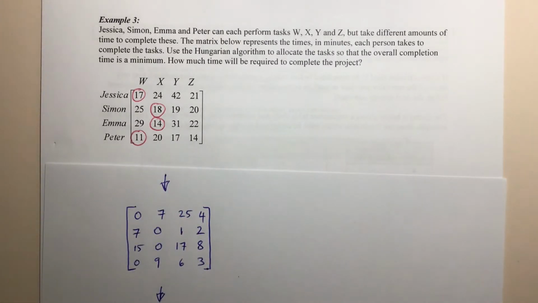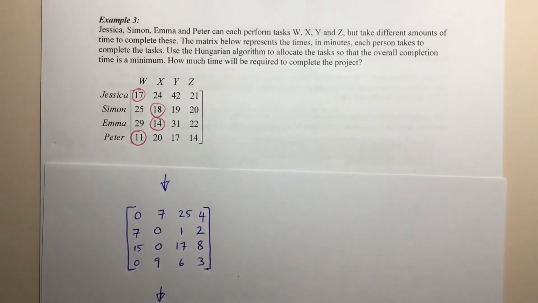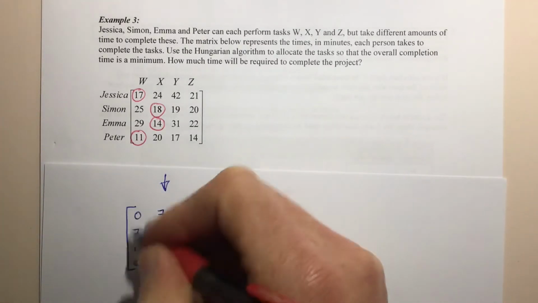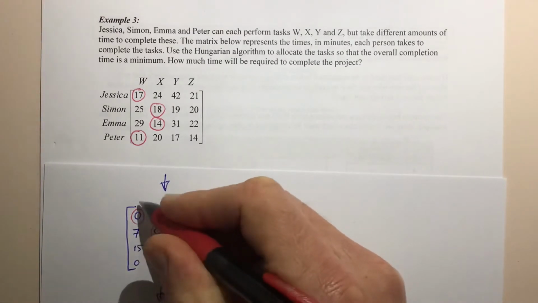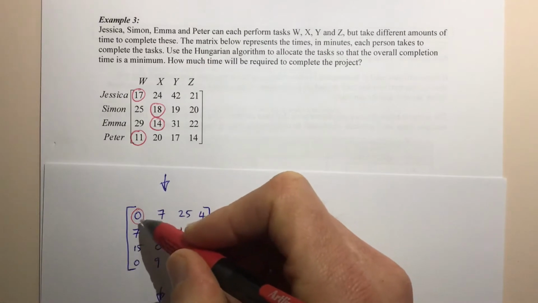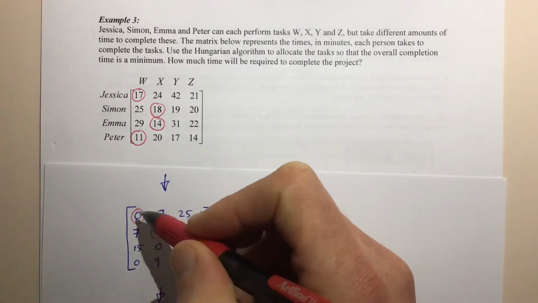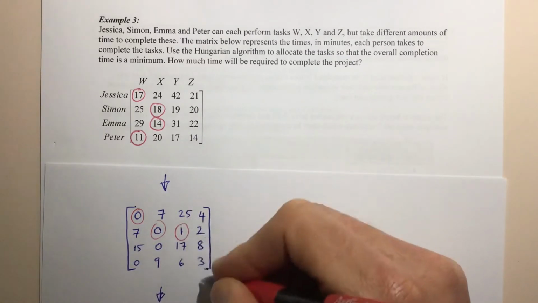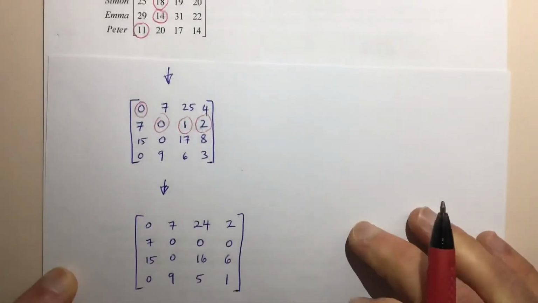Then remember that the next step, once you've done row reduction, is to do column reduction. So you find the smallest number in each column and subtract that from all other numbers in the column. In this case, the first two columns have got zeros in them. And so when we subtract the smallest number from everything in the column, nothing changes, because 0 take away 0 will still be 0, 7 take away 0 will still be 7, 15 take away 0 will still be 15. But in the third column, the smallest number is a 1, and in the fourth column, the smallest number is a 2. So those third and fourth columns will actually change after we do the column reduction.